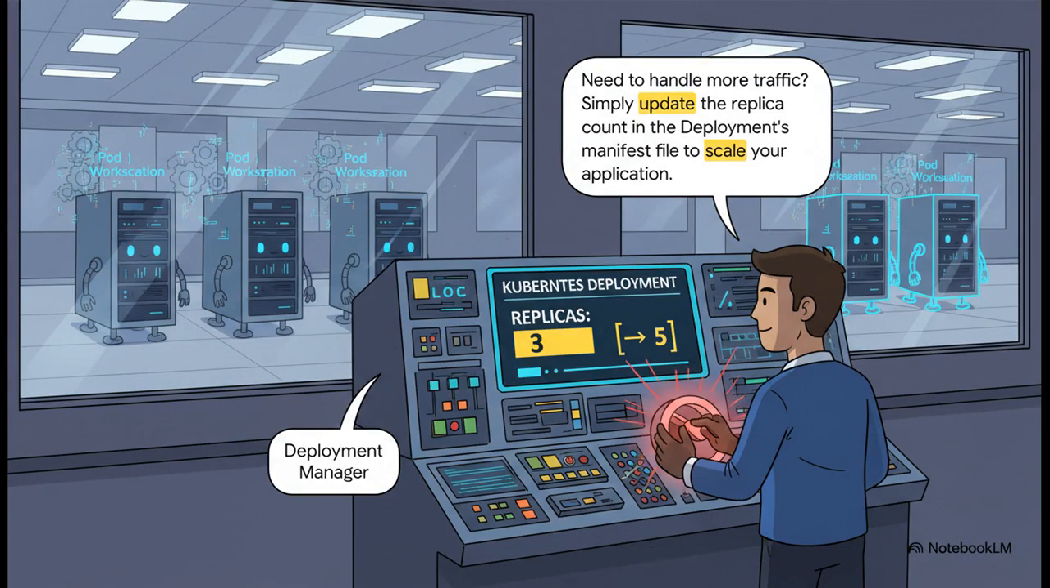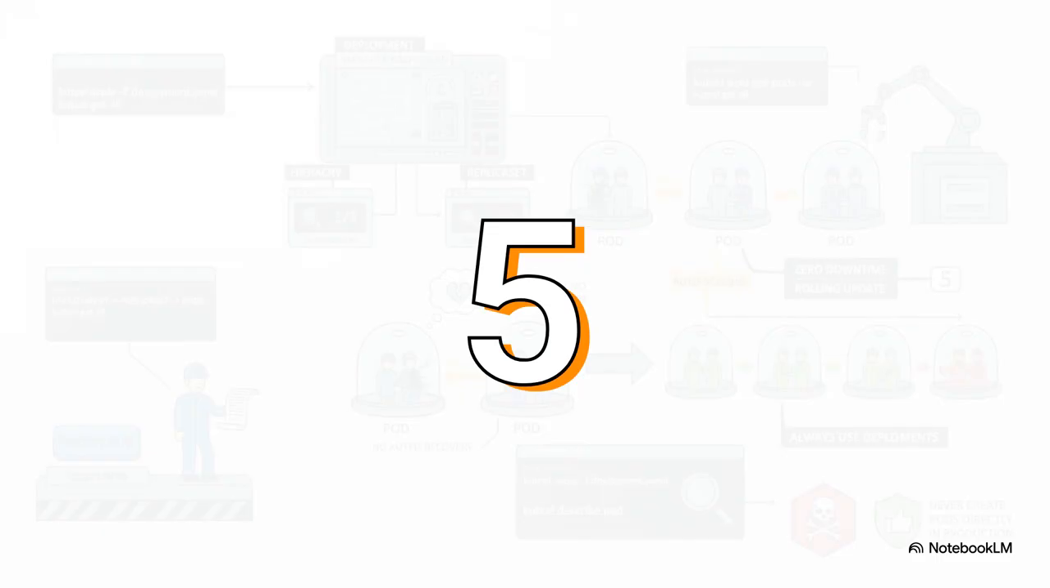All right, next superpower. What happens when you suddenly get a huge spike in traffic? Well, instead of panicking and manually trying to launch new servers, you just give the factory manager a new order. You just go into your deployment's YAML file, you find one little number called replicas, change it from 3 to 5, and apply it. That's it. The ReplicaSet sees the new order and immediately gets to work, creating 2 more pods to handle the load. Scaling up or down is literally that simple.